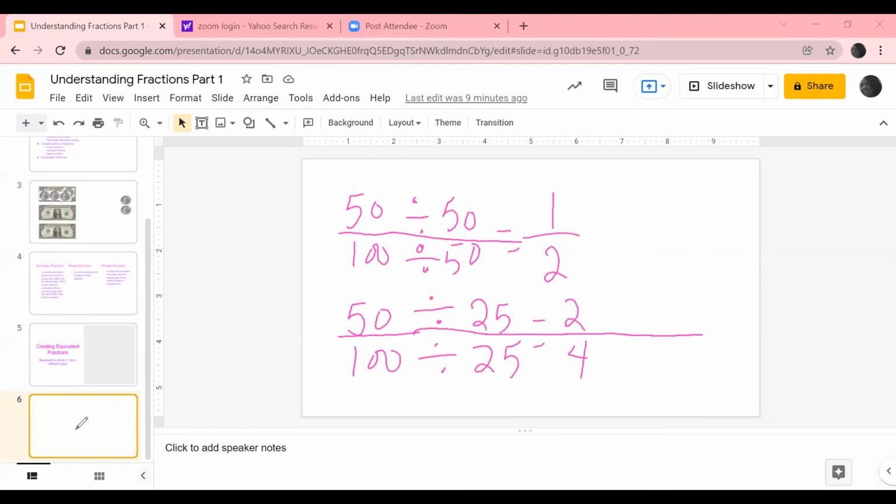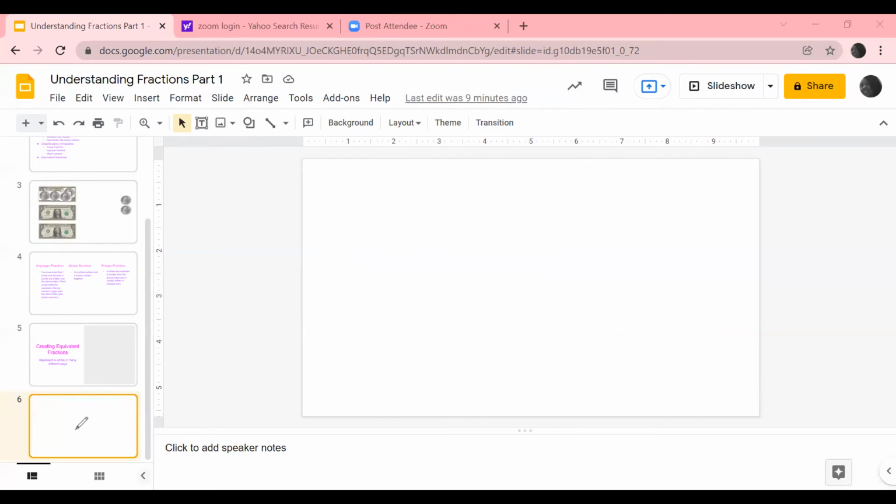But that is not in simplest form here. So I could still divide this 2 and the 4 by 2. 2 divided by 2 would give me 1. And 4 divided by 2 would give me 2. So it still would equal 1/2. Same scenario if I have 10 out of 20.